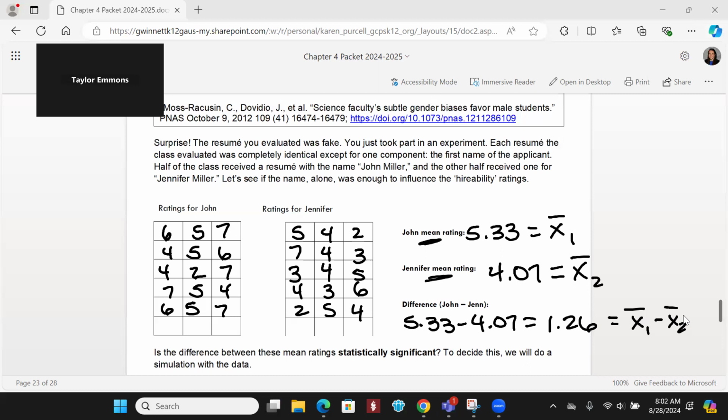All right. So is the difference between these mean ratings statistically significant? That's the question. Then what we would have done is run a simulation, which failed me miserably. I'm not kidding though, it was all five. I printed out all that paper for nothing.